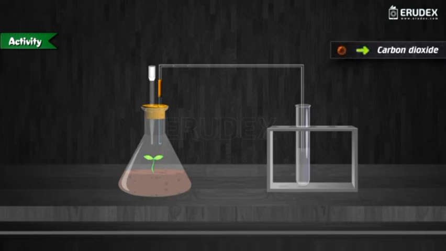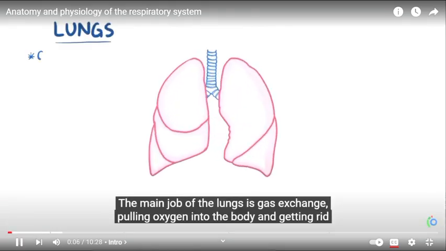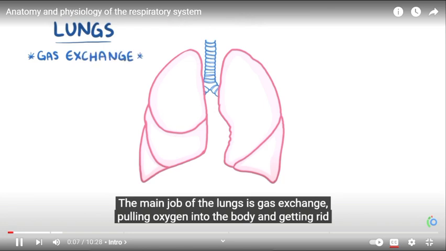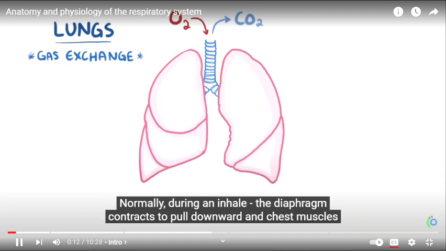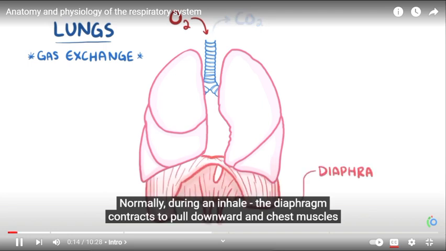And this proves the fact that plants can take in oxygen from water and release carbon dioxide during the process of respiration. Next is respiration in humans. We shall be looking at the lungs. The main job of the lungs is gas exchange, pulling oxygen into the body and getting rid of carbon dioxide.